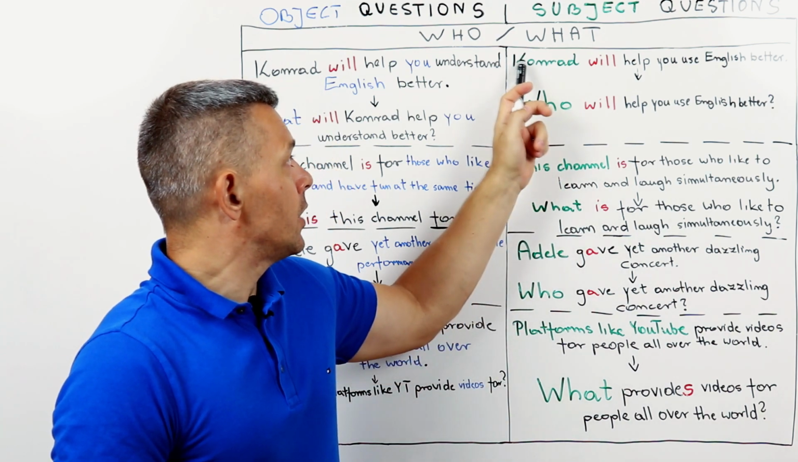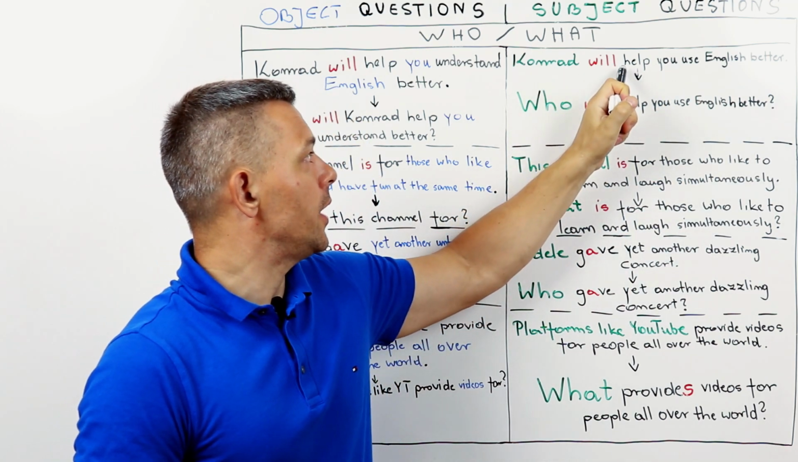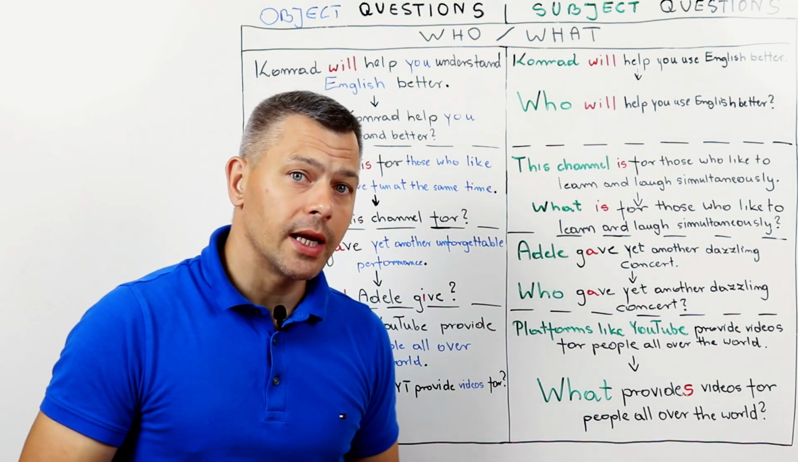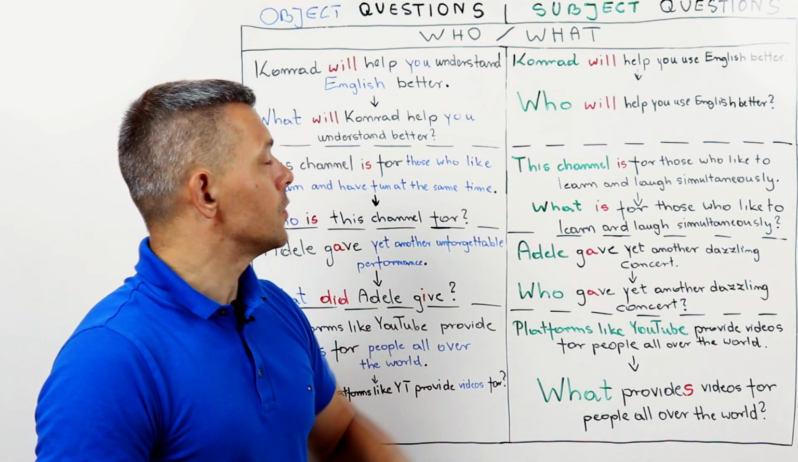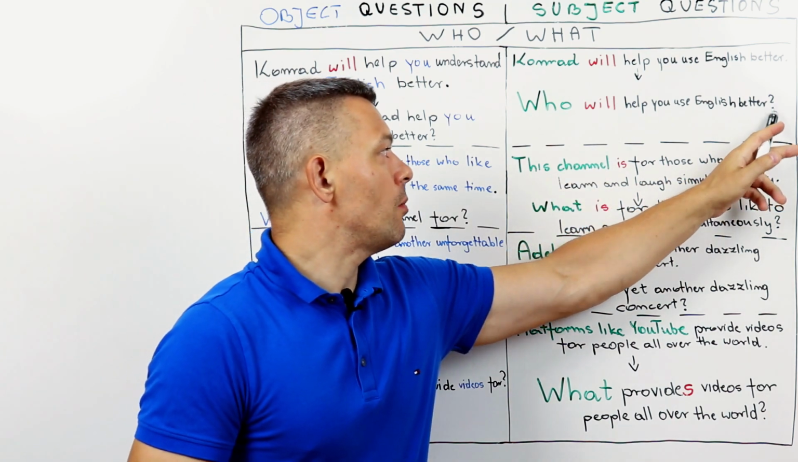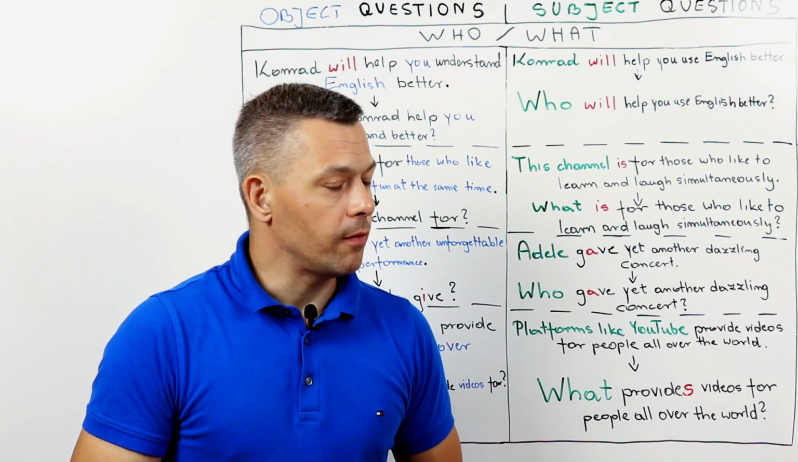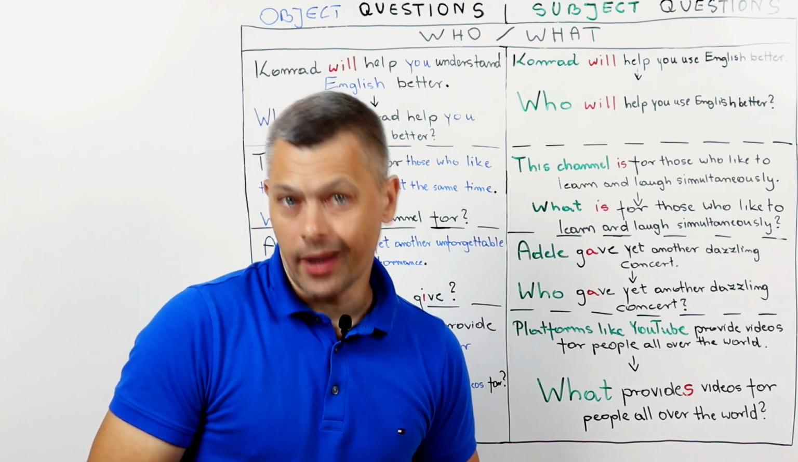So, Konrad will help you use English better. Konrad performs the action. The action is helping. We hear the whole sentence except for the very first word, the subject. Konrad is a person, so we use who, question mark at the end, and that's it. Do nothing more. Nothing more needs to be done. Nothing more can be done.